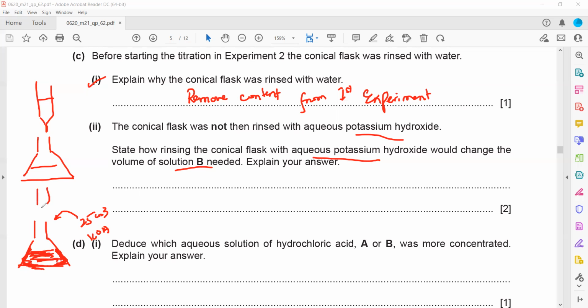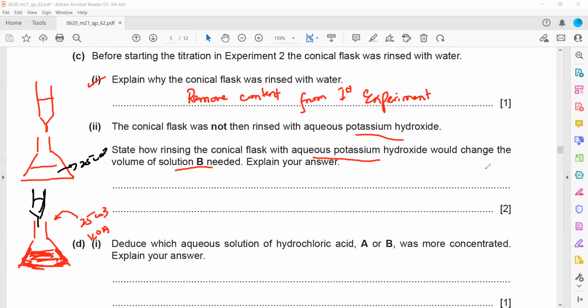So now the acid which we need to react with this, we need a greater quantity of acid. Why do we need a greater quantity of acid? Because first it was only 25 cm cube of potassium hydroxide. But then we rinse with potassium hydroxide and then add 25 cm cube. So due to the rinsing, there is some potassium hydroxide in the conical flask plus the 25 cm cube which we add. So the amount of acid which we need will also increase.